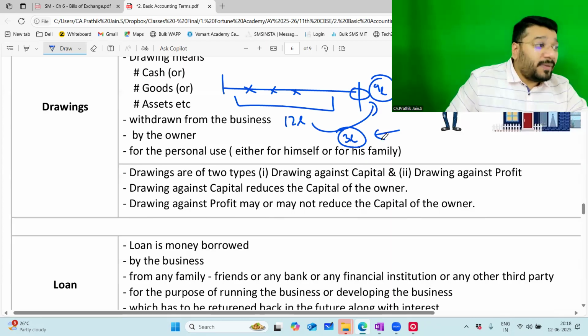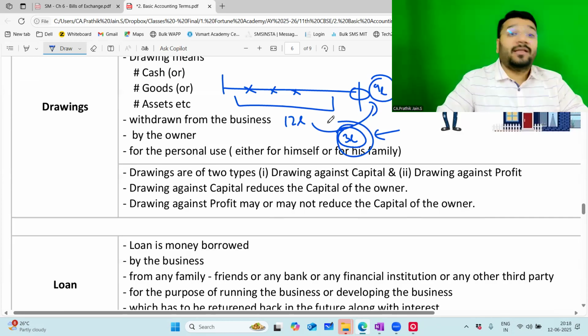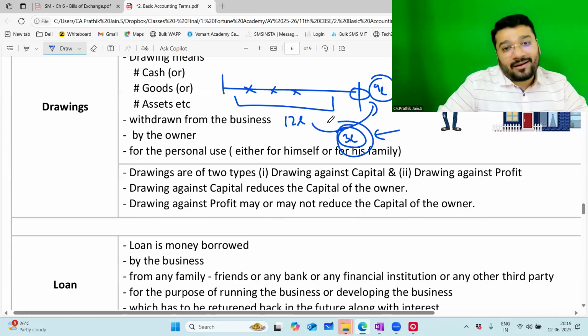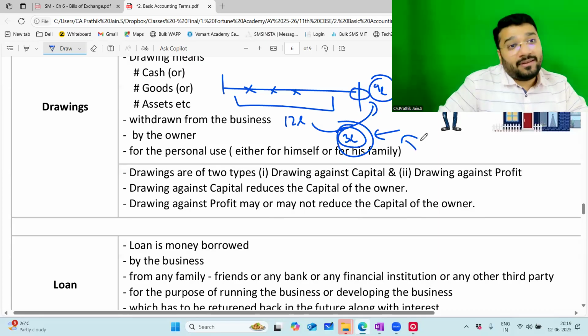So what will you do with this? There's a concept which I'll not be discussing now, in the upcoming session. This will be adjusted. The extra money that you withdraw over and above the profit is called drawings against profit. And for this extra money that you're enjoying, you have to pay it back with interest. But I'll not touch this point. Since you asked, I'm telling you. We have practical questions based on this, but not in 11th. It is there in 12th.